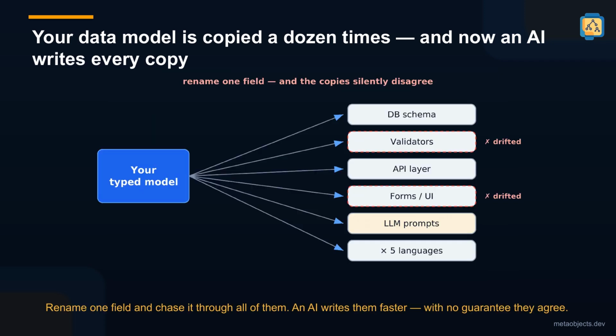Rename one field, and you chase it through all of them. And now an AI writes every one of those copies, faster than you ever could, with no guarantee they agree. The drift just got faster.